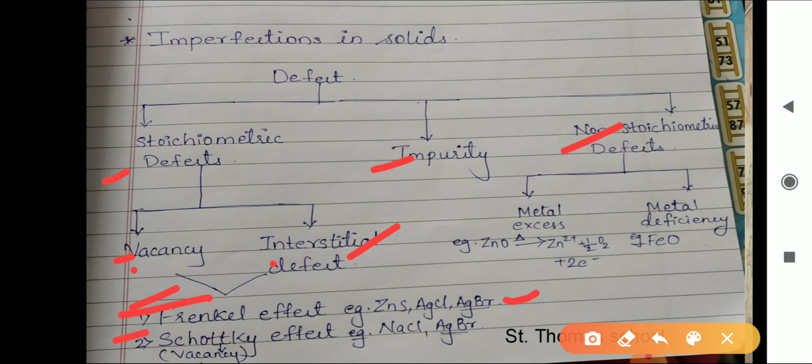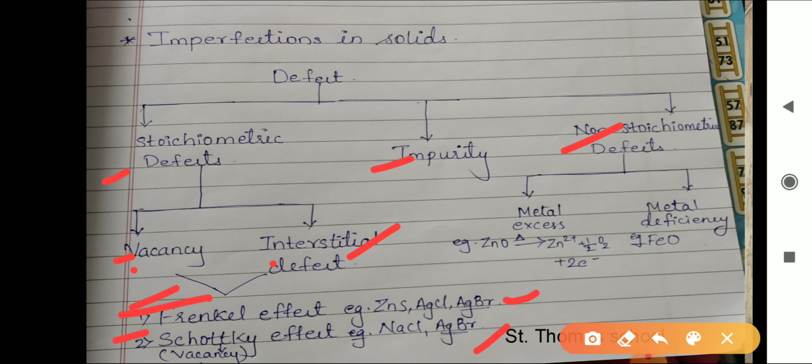Now the Schottky defect, mostly it is asked in exam questions also, and this shows only the vacancy defect. The Frenkel defect was the combination of both vacancy and interstitial defect. But in Schottky defect, you will see only the vacancy defect. The examples given are NaCl and AgBr. It is basically a vacancy defect in ionic solids. Okay, so Frenkel and Schottky defects are shown only by ionic solids, and vacancy and interstitial defects are shown by non-ionic solids.